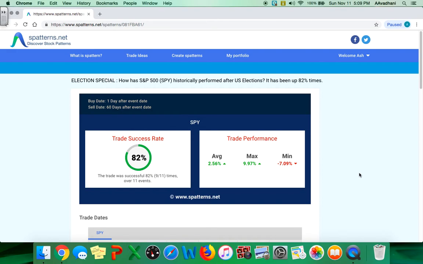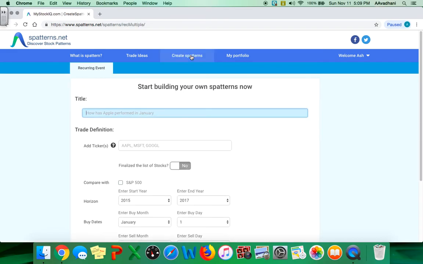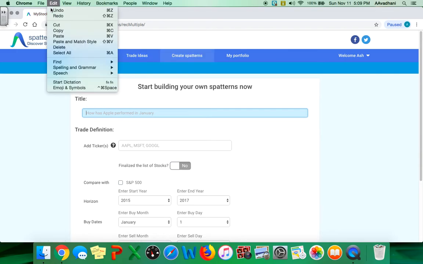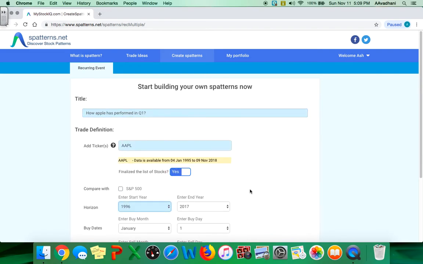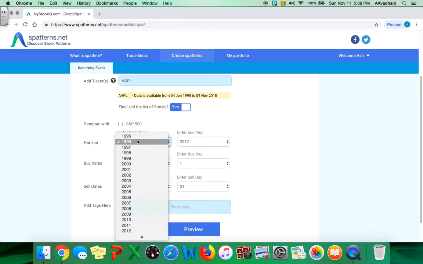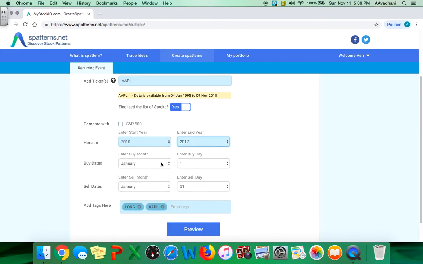If you have your own ideas, you can create patterns and check the historical performance of the trade. Let's go to Create Pattern. For example, let's check how has Apple performed in Q1. Let's check the horizon date as 2010, ending in the year 2017. Let's select the buy date as January 1st and the sell date as March 31st.